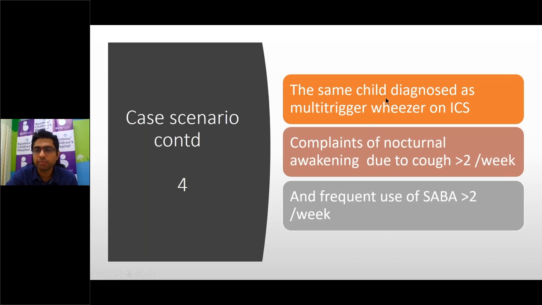Nothing. This is the same child whom you started on inhalers, the child we discussed in case 3. Diagnosed as a multi-trigger recurrent wheezer, is on ICS. However, the caregiver has brought the child for complaints of nocturnal awakening due to cough more than twice a week. They are using a SABA more than twice a week. That means daytime symptoms are also there more than twice a week.